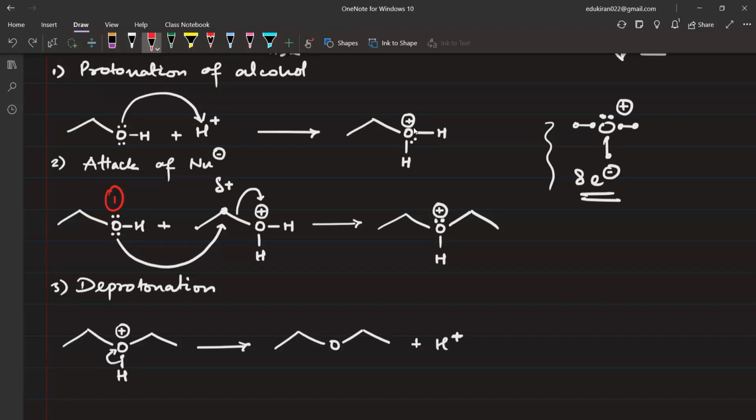So whenever oxygen, just remember this rule about oxygen. If oxygen is making only one bond, then it is going to be O negative. If it is making a double bond like this, then it is going to be neutral. If it is making two bonds like this, this is also going to be neutral. But if it is making three bonds, it will always have a positive charge. Okay.